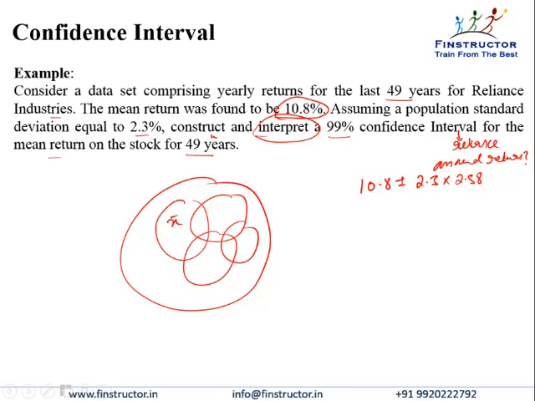The question asked is, construct and interpret a 99% confidence interval for the mean return on the stock for 49 years. That is, if I take another sample of 49 years and another sample of 49 years, then what is likely going to be the mean of those samples? The means of samples have a standard deviation that is lesser than the population standard deviation. So the means of the samples have a standard deviation equal to sigma by root n, that will be equal to 2.3 divided by root 49.